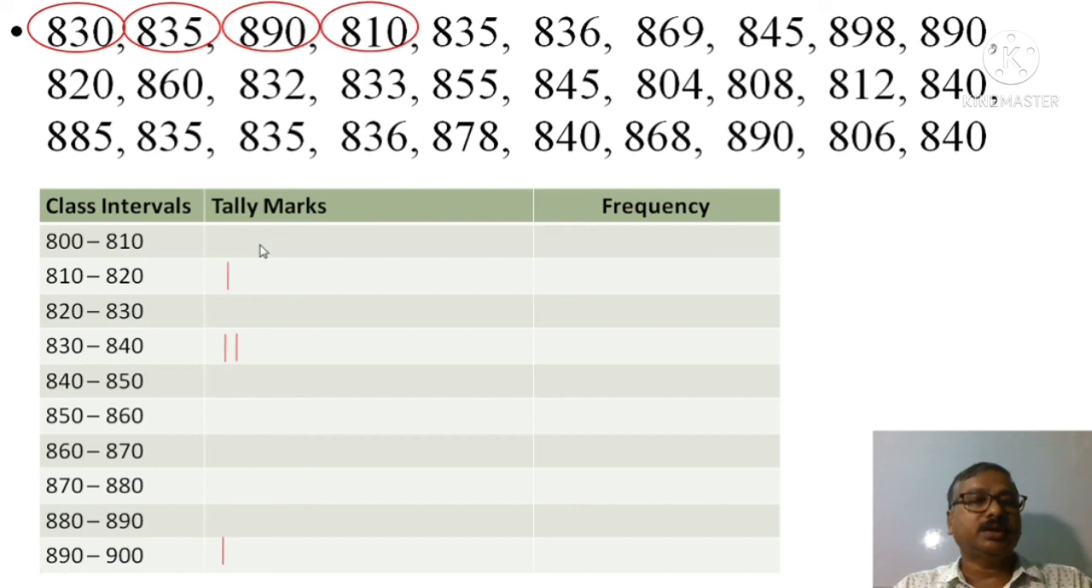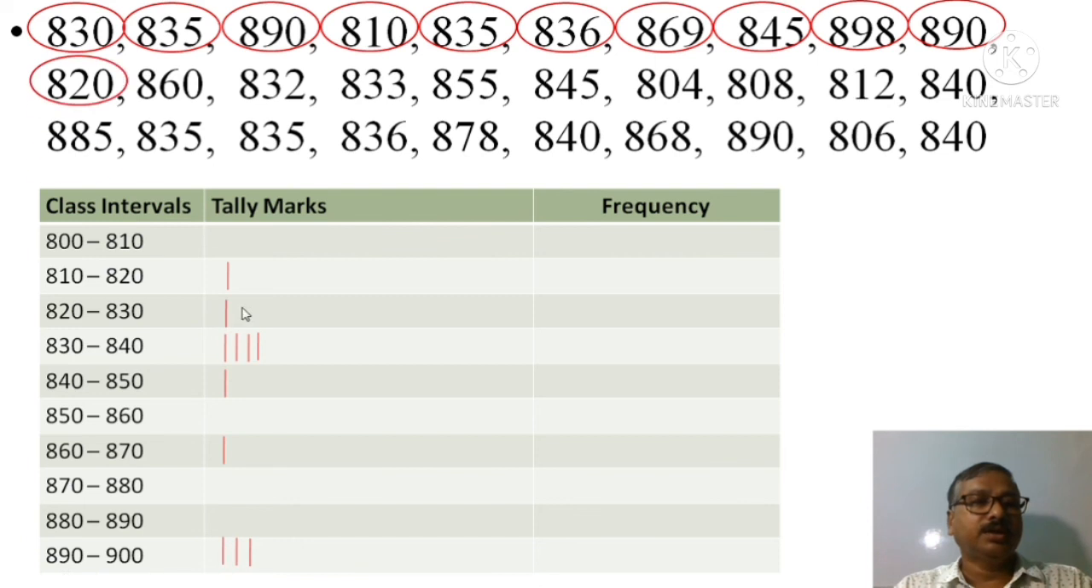So next 810, this is in the second interval. 835, 30 to 40. 836, again 36 lies between 30 to 40. This is already 4 lines. Now next we will draw one oblique line to cut this. So this is 869, that is 60 to 70. 845, 898, this is the last interval, 898. That 890, again this is also in this interval. This is 820, which will fall in this interval. Then 860, this interval. 832. This already has 4, so the next one we cut this way.